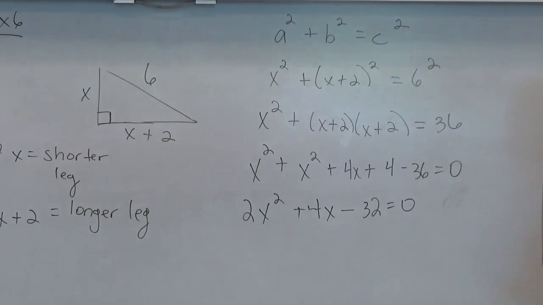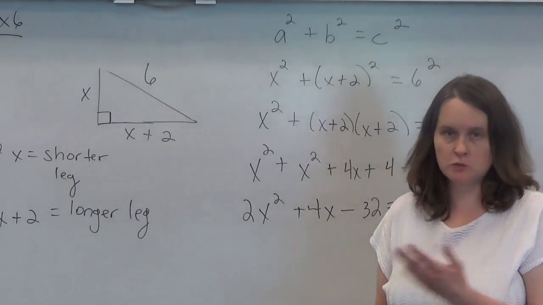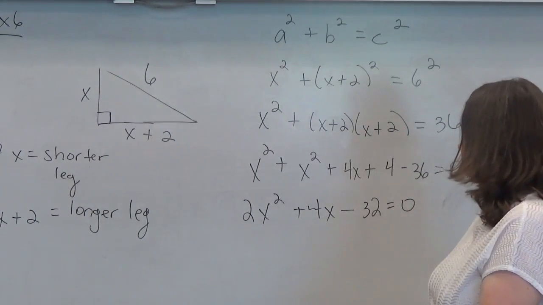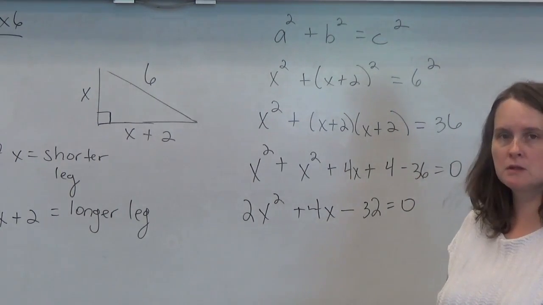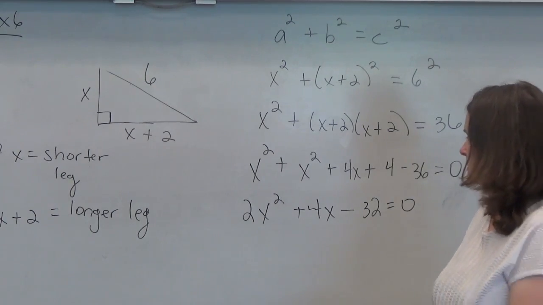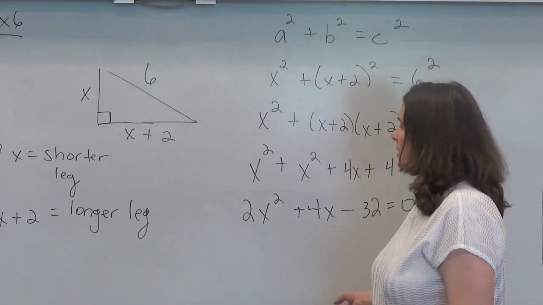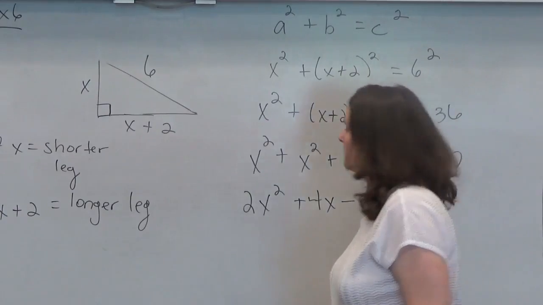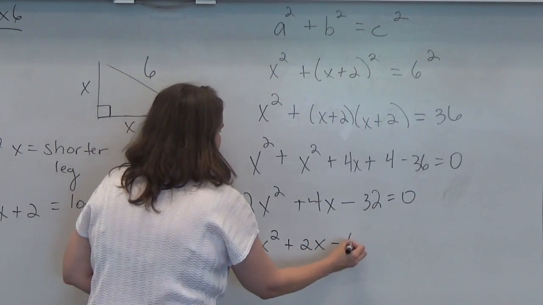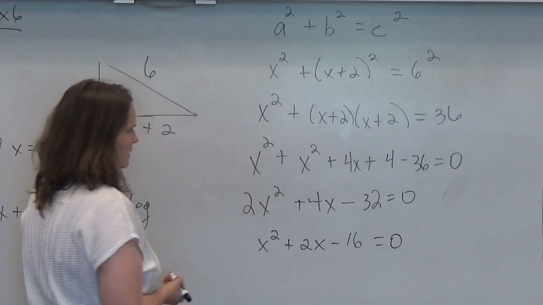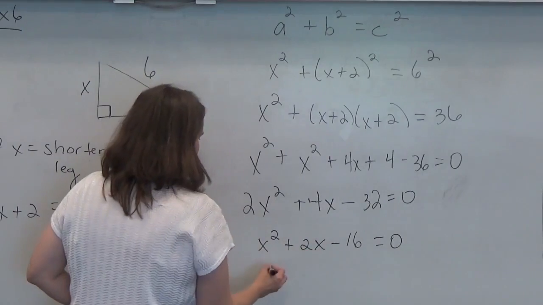So it could be that this may factor, or you can use the quadratic formula, or you can complete the square. You can choose whichever method you want to try to use. Let's practice completing the square. If you remember when we discussed completing the square, the x squared term must have a 1 for a coefficient, and this one does not. So we would divide everything by 2. That would give us x squared plus 2x minus 16 equals 0. Okay? And then you want to add 16 to both sides and put in the two blanks.